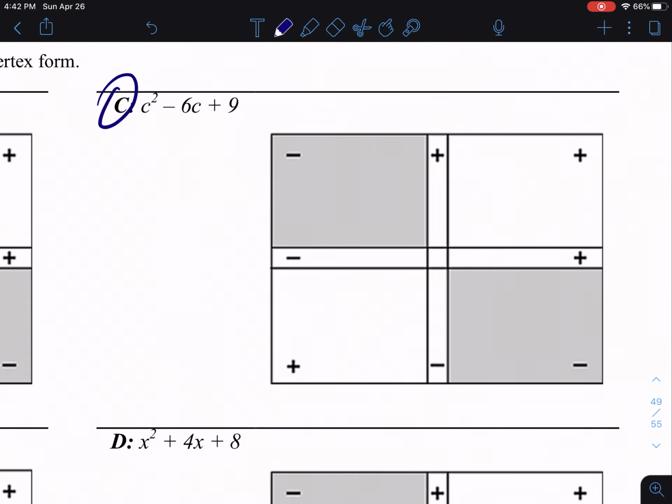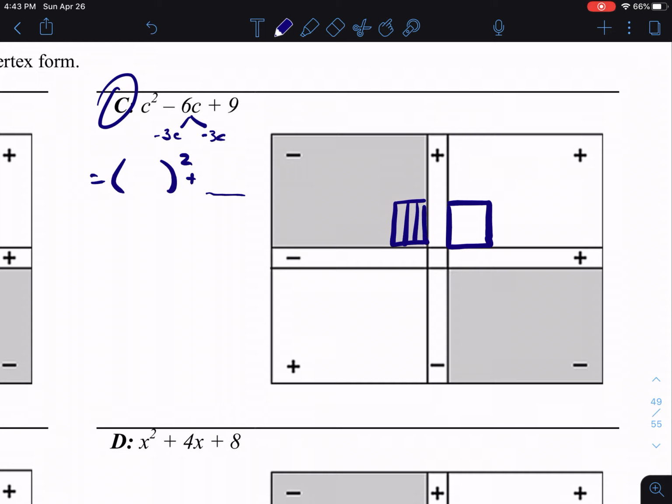All right, let's look at this one. c squared minus 6c plus 9. Let's see if we can set it up into a square and some loose ones. All right, so let's see what happens. c squared minus 6c. And again, we need to break those up into minus 3c and minus 3c if we want to make this look like a square.